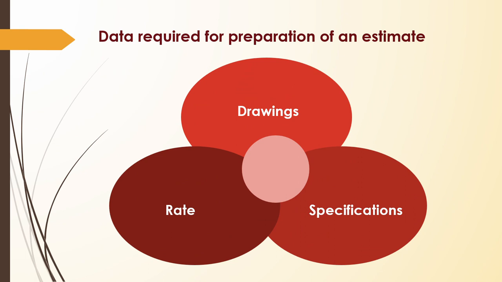Now what are the data required for preparation of an estimate? We need mainly three data. One is the drawing of the particular project. Second is the specification, which says which things are to be added and how much quantity we need. Finally, the rate of each of the quantities. So these are the data required for preparation of an estimate.